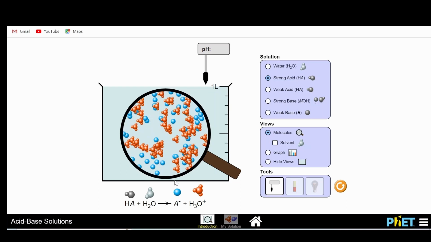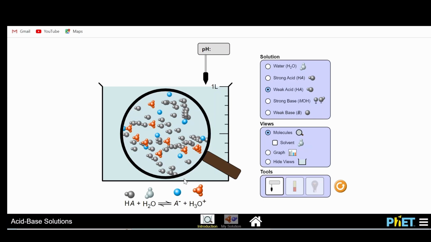And of course, as complete ionization occurs, there will be a much higher concentration of these blue anions, while for the weak acids, there's a much lower concentration of these blue anions.